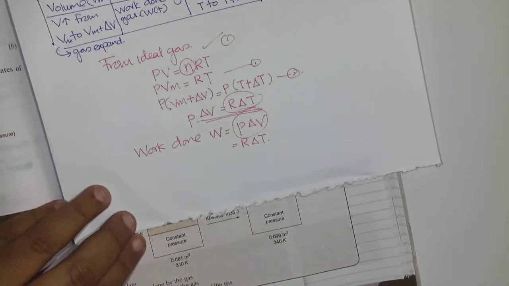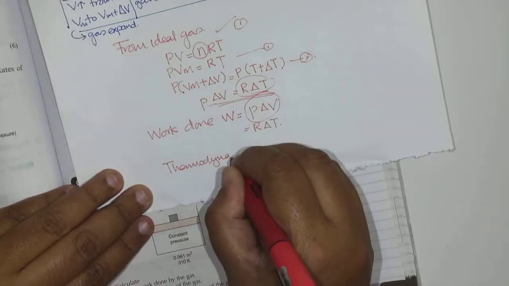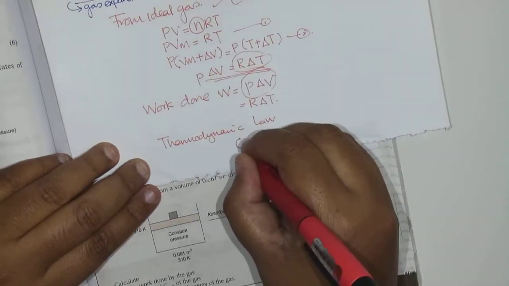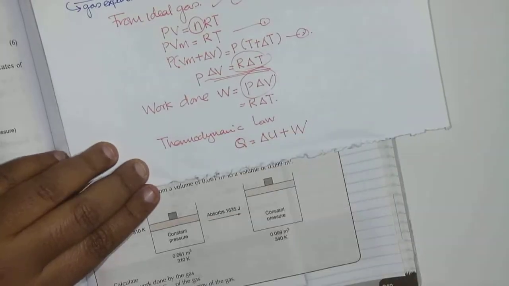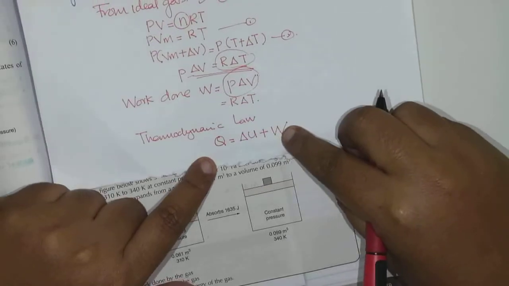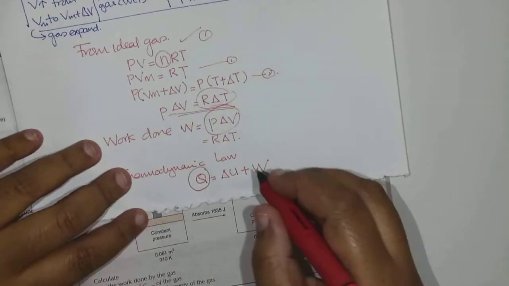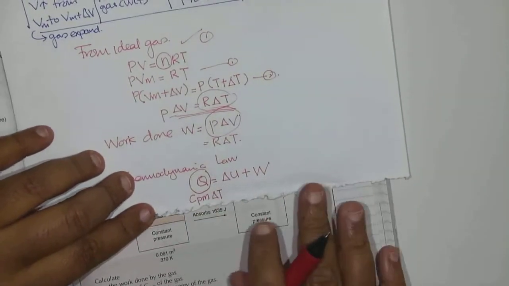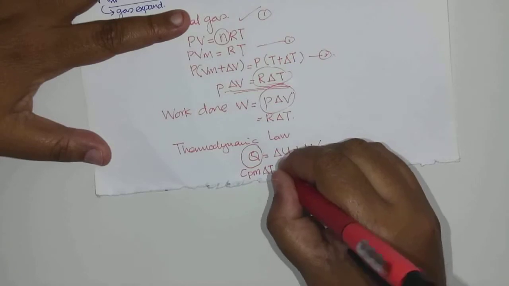Now concept 3, the first law of thermodynamics: Q equals delta U plus W. You can also put delta Q, class. Q equals delta U plus W. Q is Cpm delta T. I'm going to remove my textbook here. Cpm delta T, and delta U.